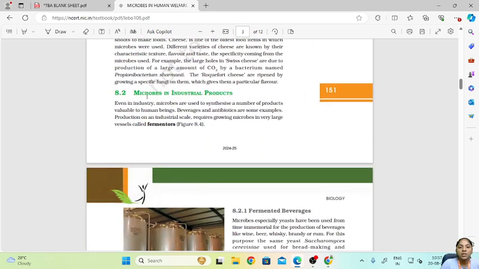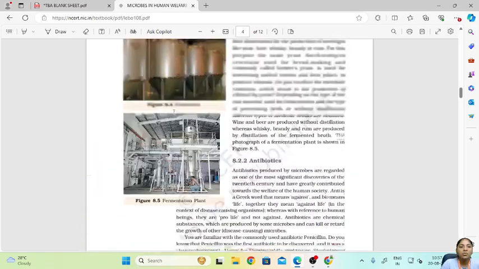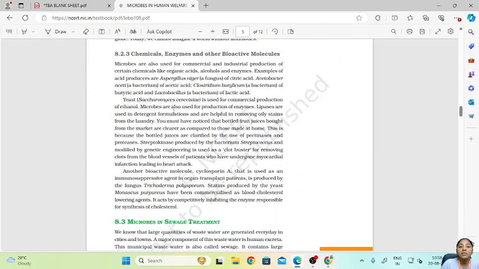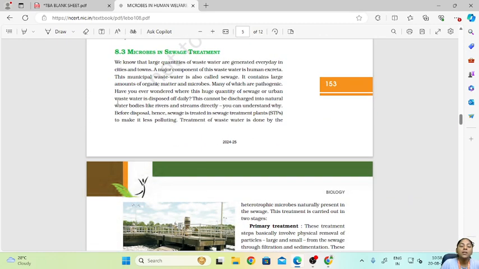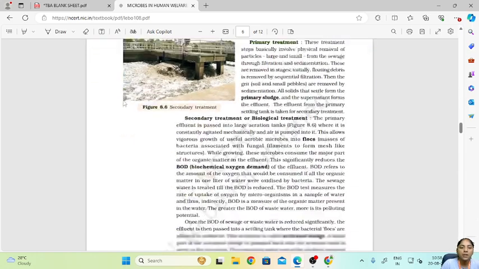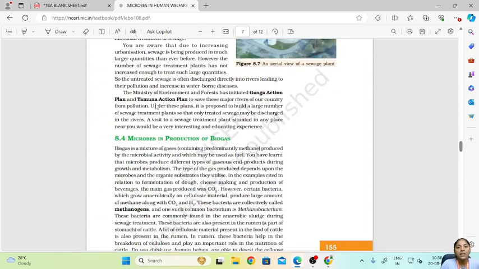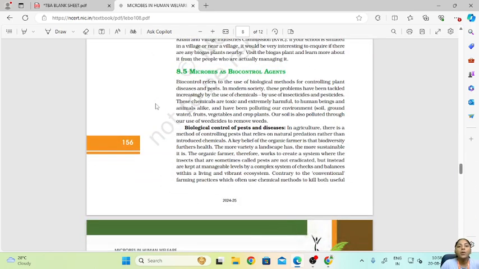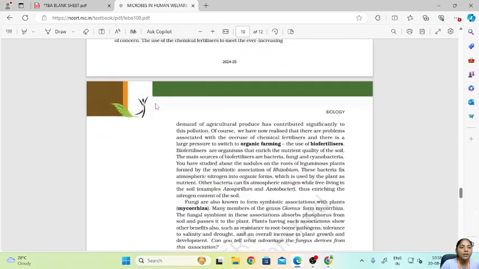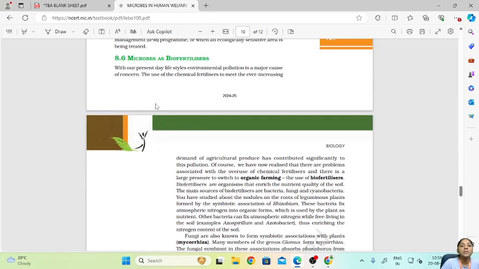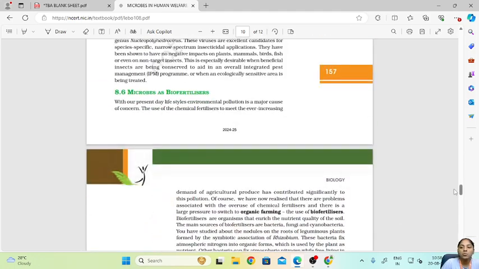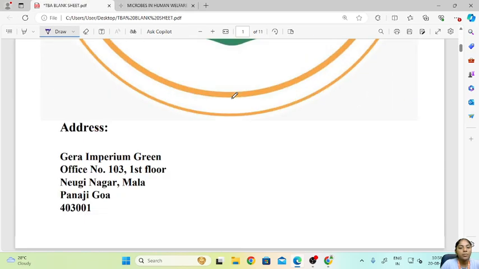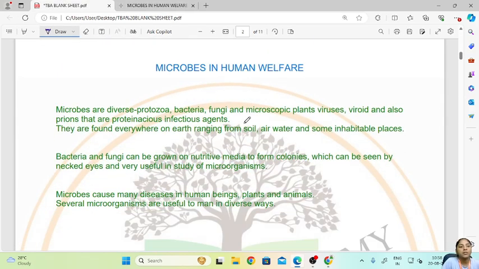Then microbes in industrial products, how they are used industrially, that is for making fermented beverages, antibiotics, chemicals, enzymes and all. Then also the use of microbes in sewage treatment, how they are useful in treating the sewage, and in production of biogas and also the biocontrol agents. Then microbes are also beneficial to humans as biofertilizers. All this we will discuss in this chapter, that is microbes in human welfare.